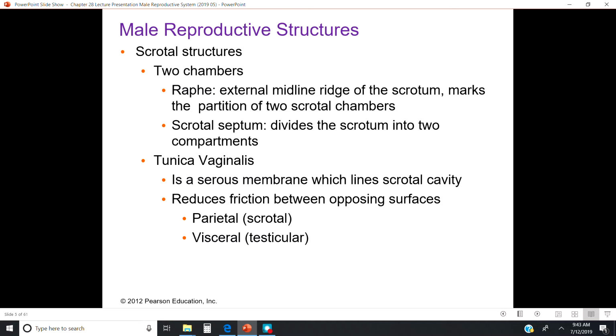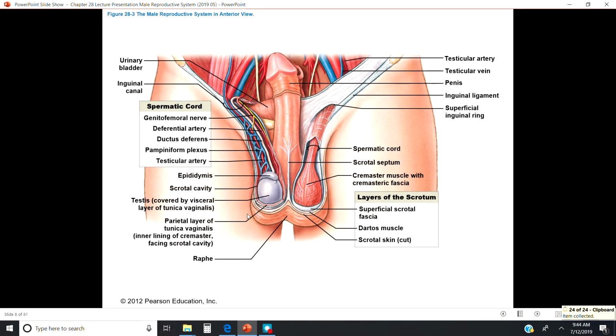Now, the scrotum has a lining that's known as a serous membrane. Remember that a serous membrane produces like a thin, slippery fluid which helps to reduce friction. So the lining is in two places inside the scrotum. It lines the wall of the scrotum, like the inner wall of the scrotum. You would call that the parietal tunica vaginalis. Again, remember parietal means wall. And then the same lining that's on the testicle or the testes is known as the visceral tunica vaginalis.